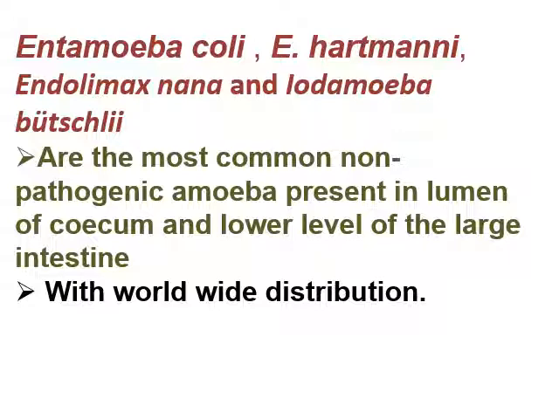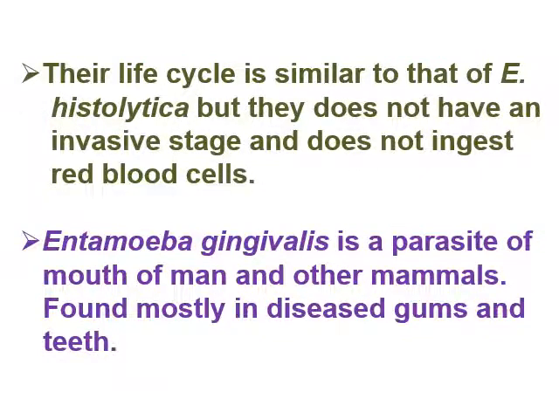Entamoeba coli, Entamoeba hartmanni, Endolimax nana, and Iodamoeba buetschlii are the most common non-pathogenic amoebae present in the lumen of the large intestine, the lower level. They have a worldwide distribution. Their life cycle is similar to that of Entamoeba histolytica, but they do not have any invasive stage and do not ingest RBCs. Entamoeba gingivalis is a parasite of the mouth of man and other mammals, found mostly in diseased gums and teeth.